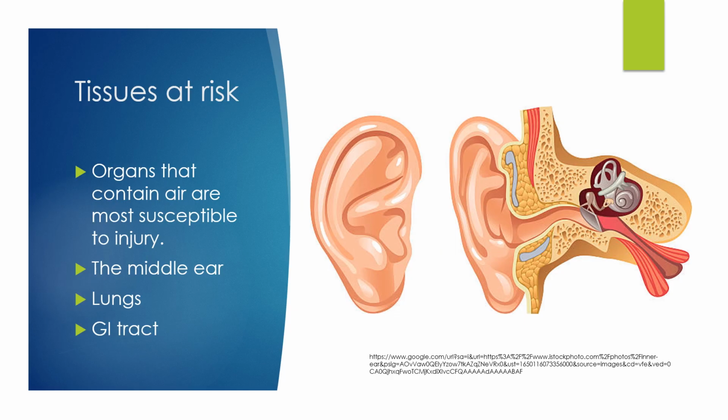Next, we're going to talk about the tissues at risk. These are the organs that contain air, such as your middle ear, your lung, your GI tract. They're the ones that are the most susceptible to injury. Your ear is the organ system that is most sensitive to blast injuries.